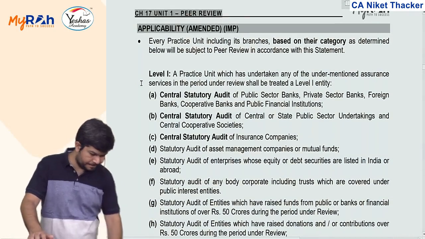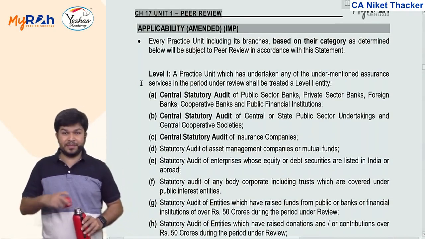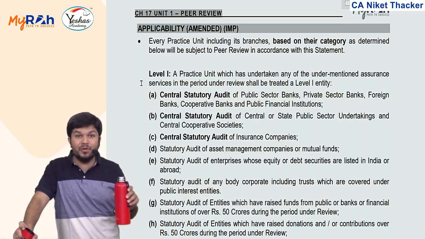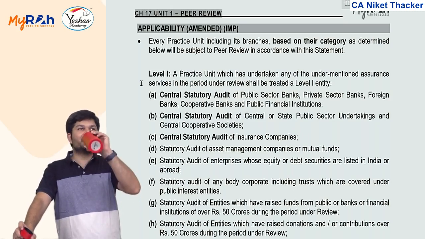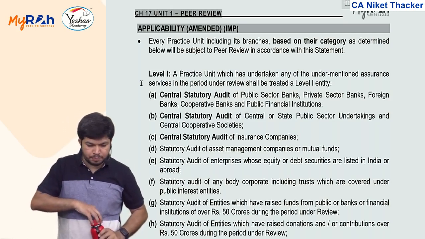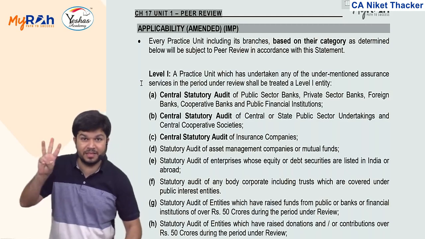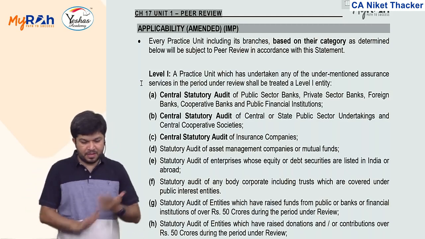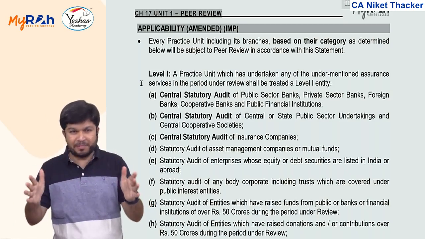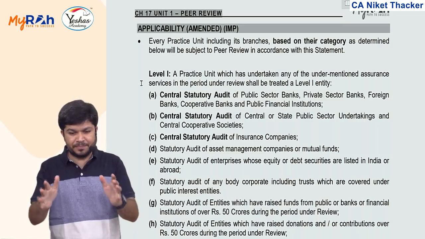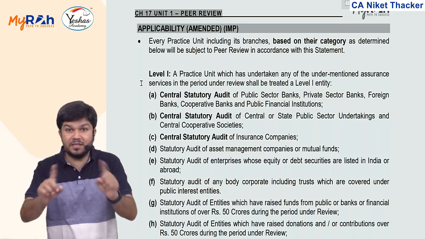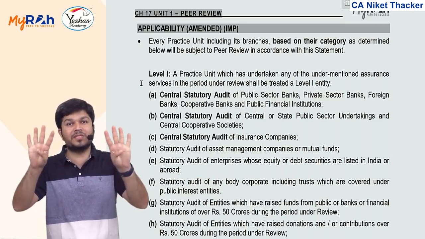Applicability. There's an amendment over here. Earlier there were 3 levels, level 1, 2, 3. Now there are only 2 levels, 1 and 2. Earlier 3 levels, now only 2 levels. So sir, whether peer review will come. Okay, I am a firm of practicing CA or I am an individual CA. We are called PU. So whether PU will have review every year? No. Either once in 3 years or once in 4 years.